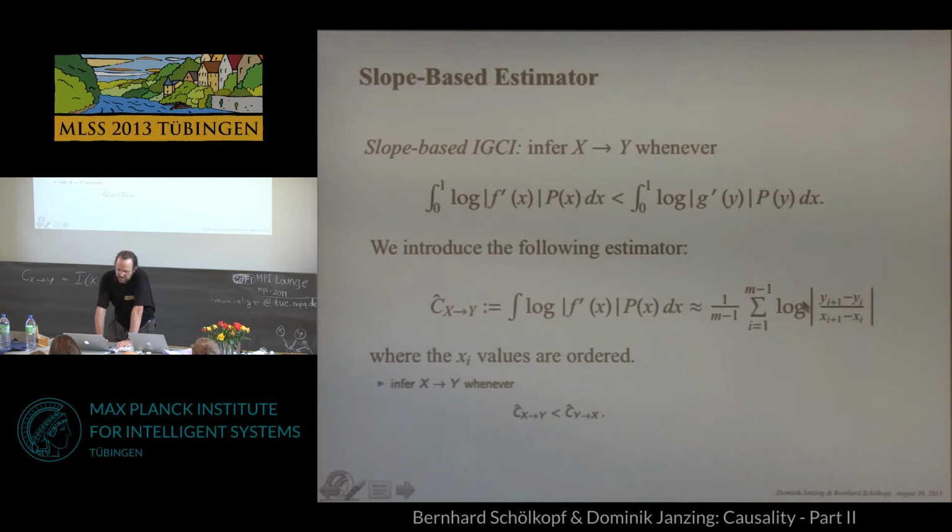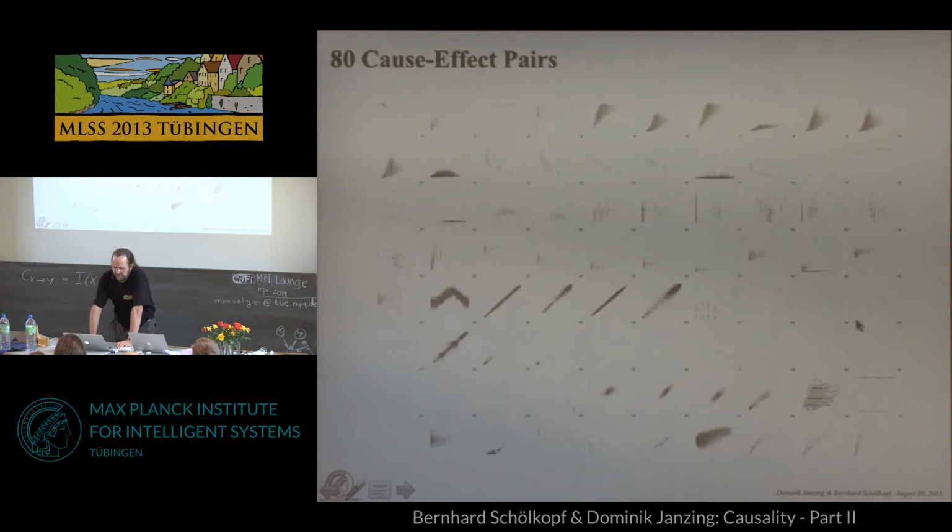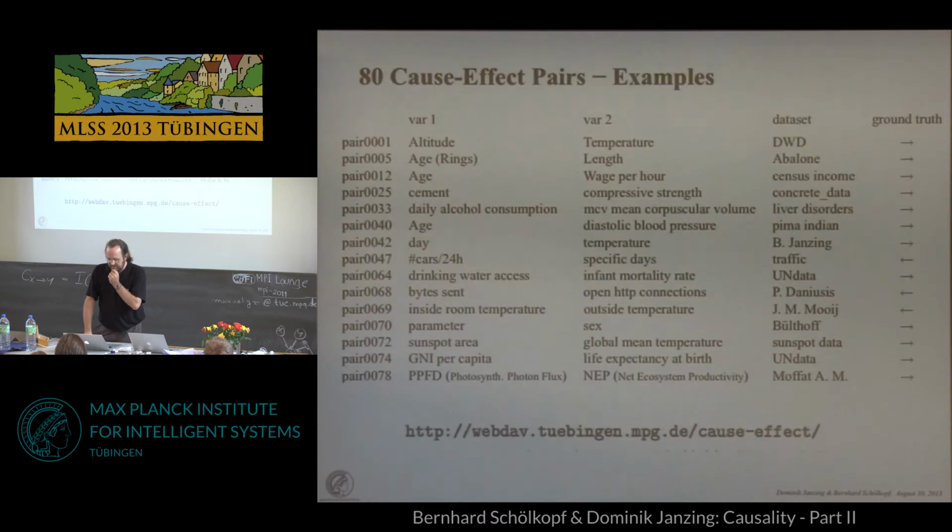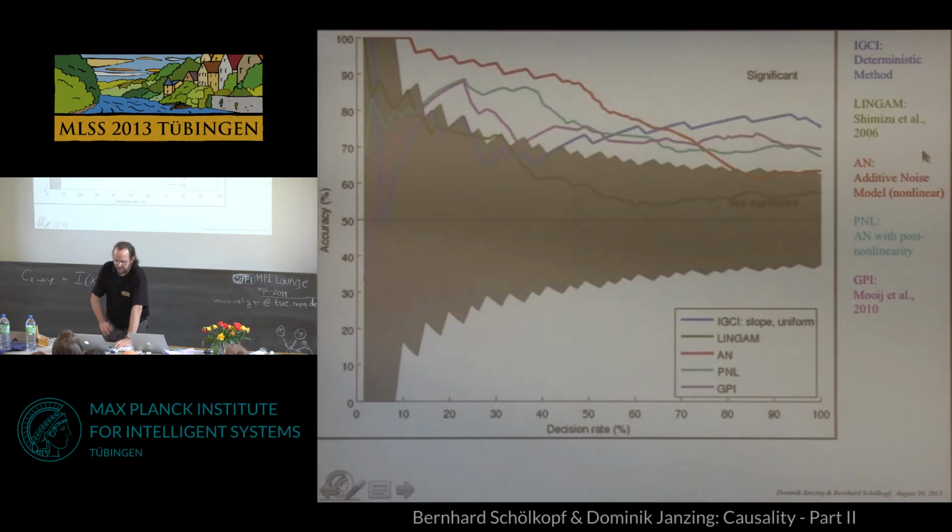And this is somehow related to the slope, and we have a logarithm here, so I think you can imagine what it's about. And then we have a practical method, and we applied it to a number of data sets. And we applied not just this method, but also the one that I talked about previously. And we have this set of 80 cause-effect pairs that we've collected and labeled ourselves according to what's the ground truth. And then the results look as follows.